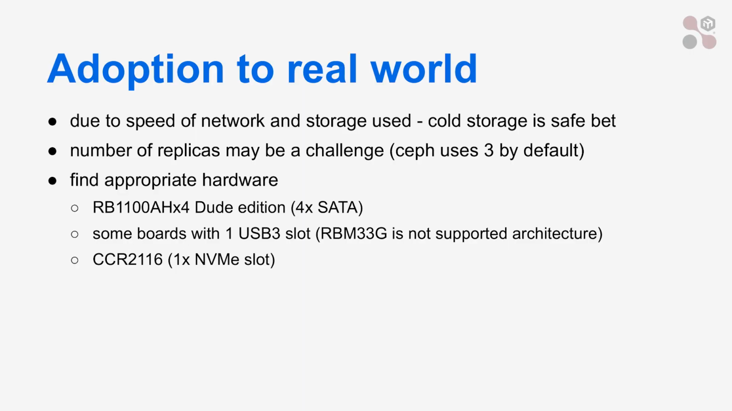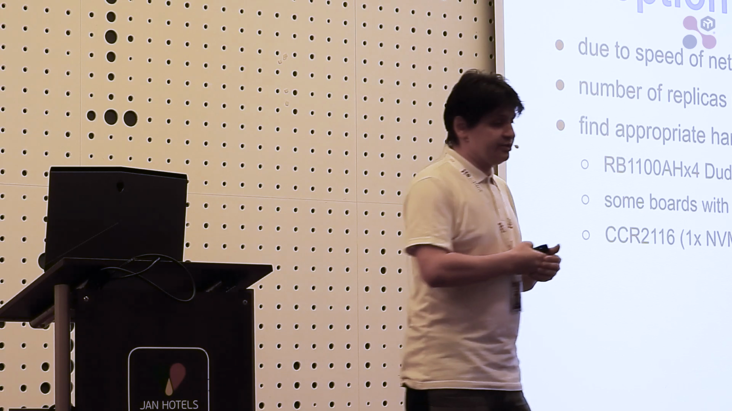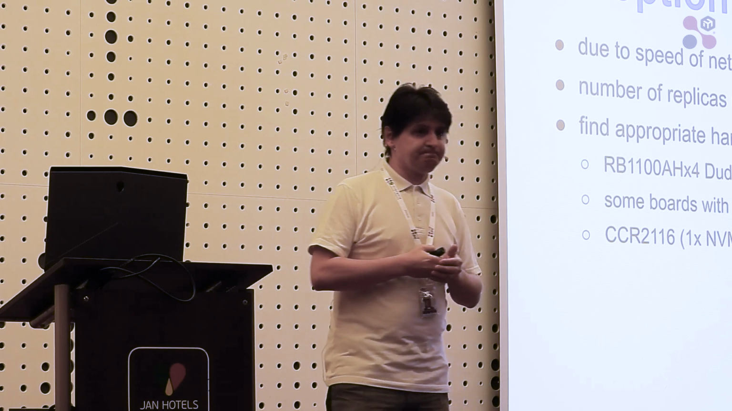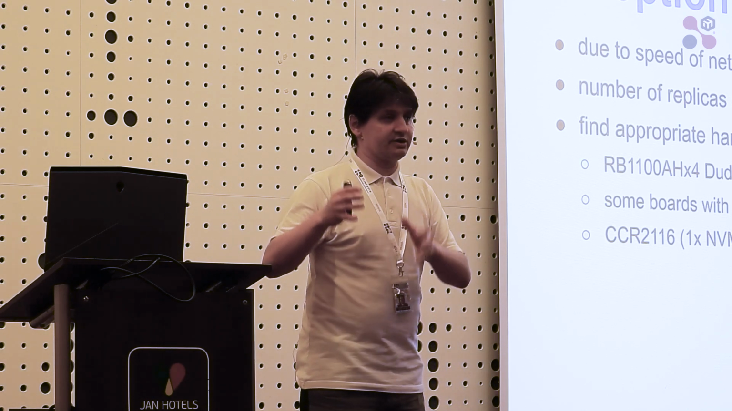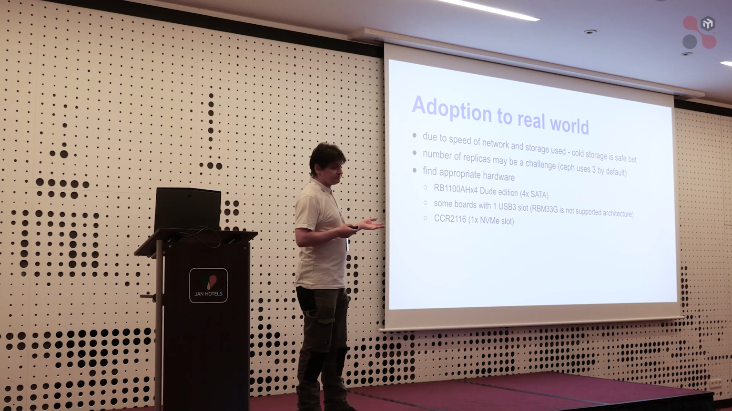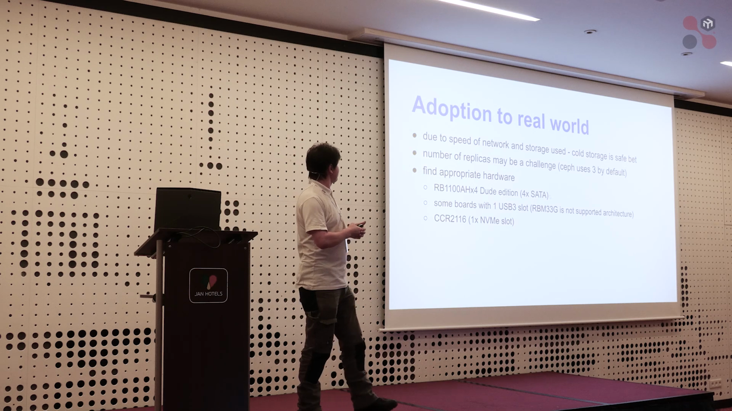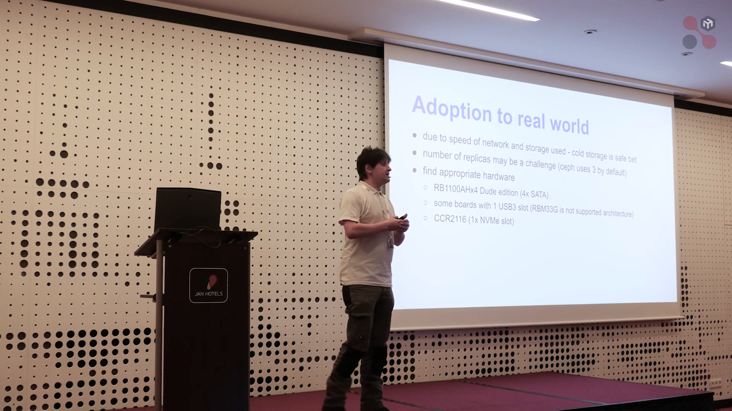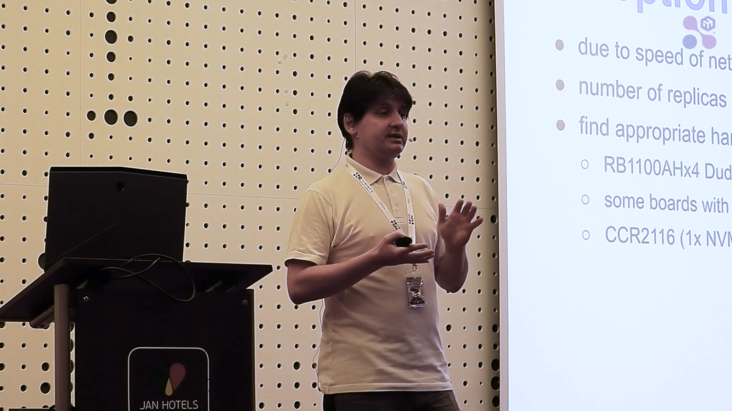Okay, we need to think about the number of replicas or copies, or however we call it. For example, Ceph as a hyper-converged file system or storage system uses 3 replicas by default. And it's for data centers, so we may be thinking about even much more when we try to put this into practice. And last but not least, we need to find some hardware.